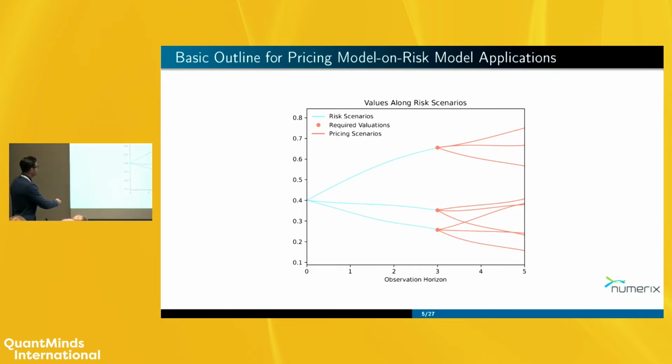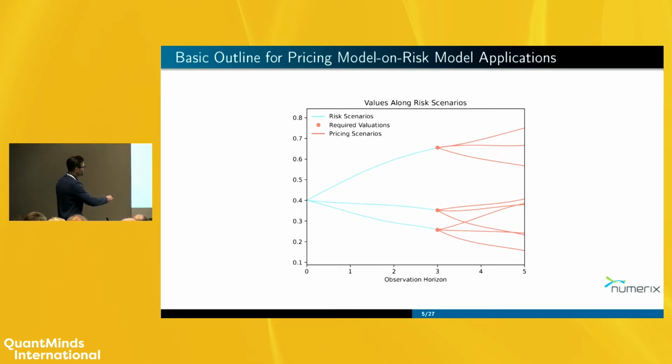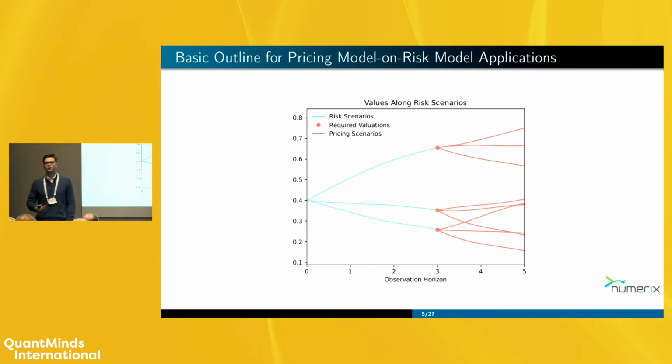We literally just take our risk scenario, translate the risk scenario into a pricing model, and then generate pricing scenarios from that. We spawn pricing scenarios off that. That's Monte Carlo on Monte Carlo. That's expensive. That's typically viewed as an expensive calculation.